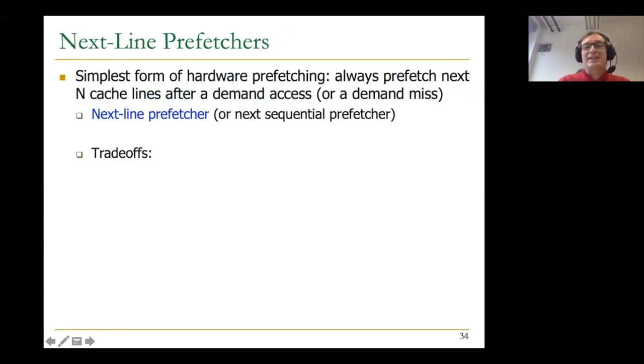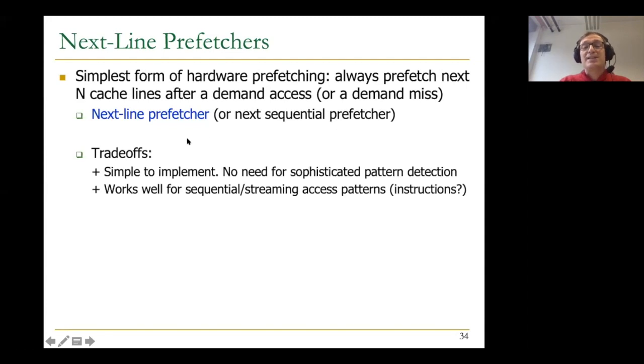And the simplest pattern is called next line prefetchers. This is the simplest form of hardware prefetching. And basically, the idea is very simple. Always prefetch next N cache lines after a demand access. So if the demand access goes to address A, you prefetch address A+1 to A+N, all of them. And again, you can decide to do it on a demand miss also, not just hits. Misses are usually better in general. They save prefetch requests and the corresponding bandwidth cost. This is called the next line prefetcher, or also called the next sequential prefetcher.